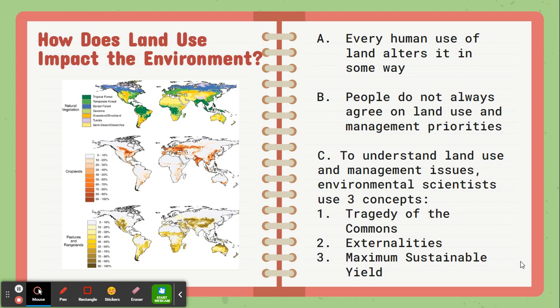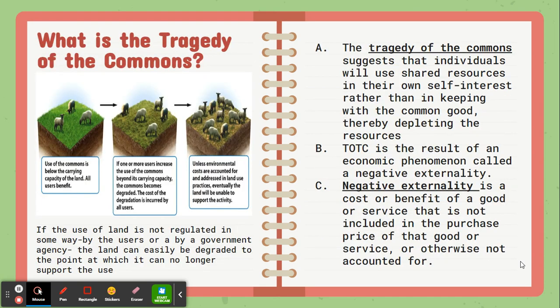But we know people don't necessarily always agree on the way land should be used and the management that goes into doing so. So to understand land use and the management issues that undergo all of this, environmental scientists need to consider three concepts, one of them being the tragedy of the commons. Two would be what is an externality, and three, what would be the maximum sustainable yield of whatever resource we are trying to obtain. So what is the tragedy of the commons?